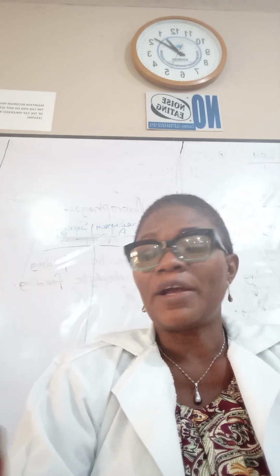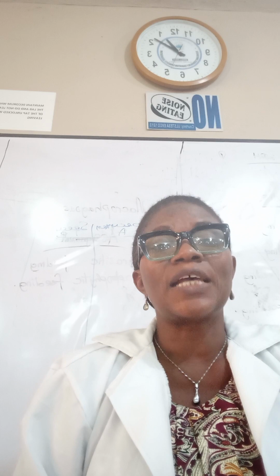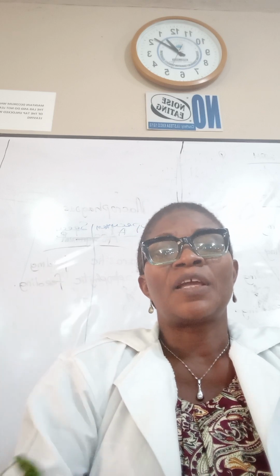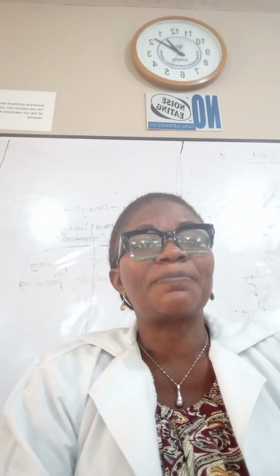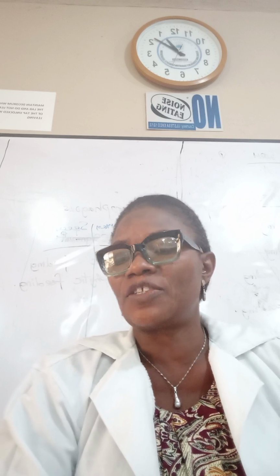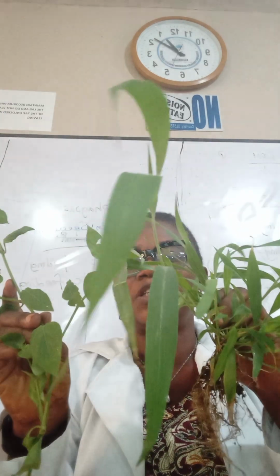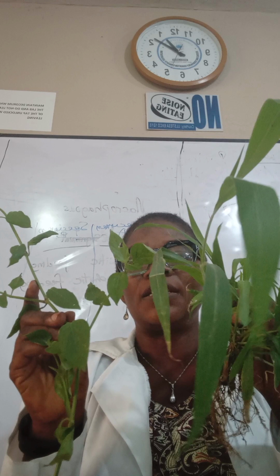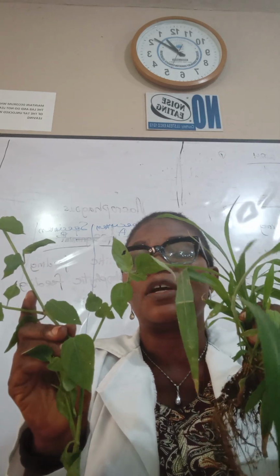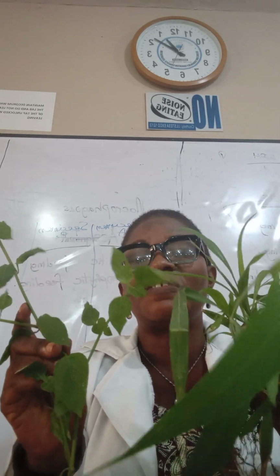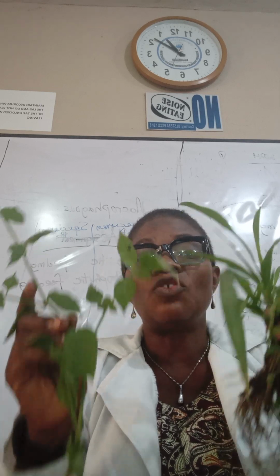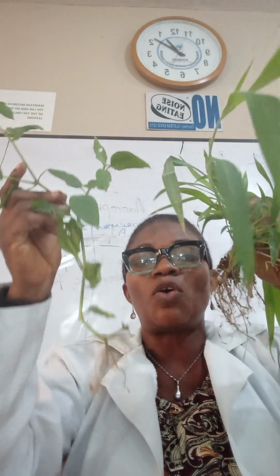So what we are going to do, you will go outside the laboratory and identify two different plants that look very different in structure. Look at these ones that I'm holding. There are two different plants that are different in structure. You are going to get two plants like this, then you uproot them. You can see that these ones are uprooted.